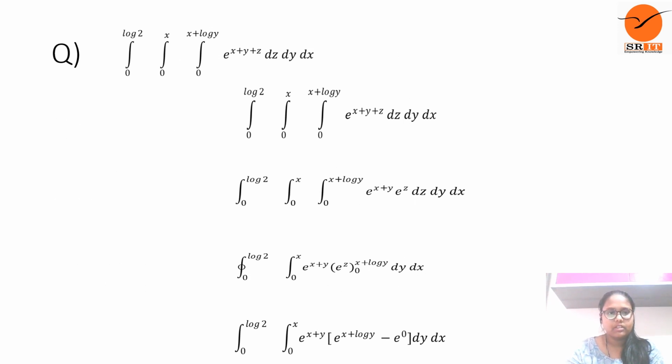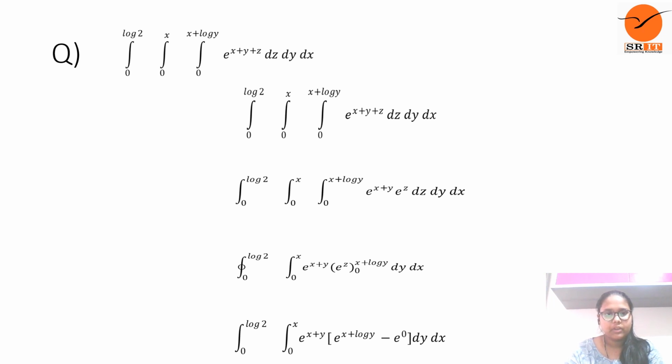Here is the question. Integral 0 to log 2, integral 0 to x, integral 0 to x plus log y, e power x plus y plus z, dz, dy, dx. Here is the solution for that question.